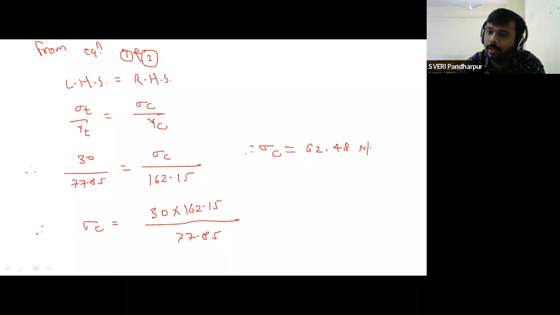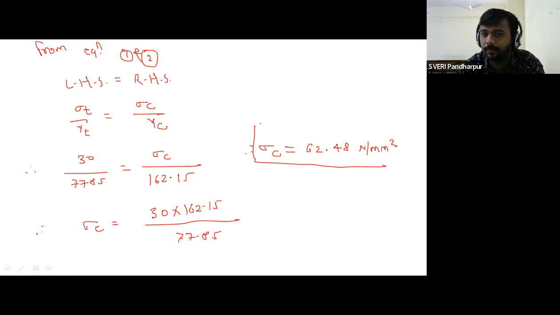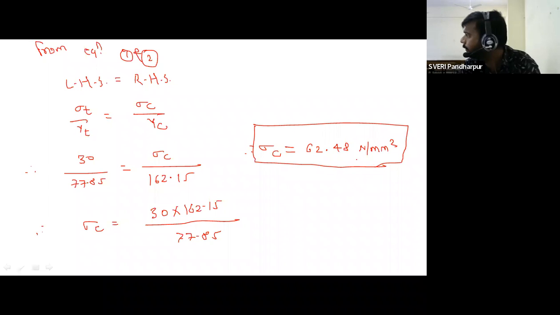62.48 Newton per mm. Same, you can use this combination also. M upon I is equal to sigma C upon yc.